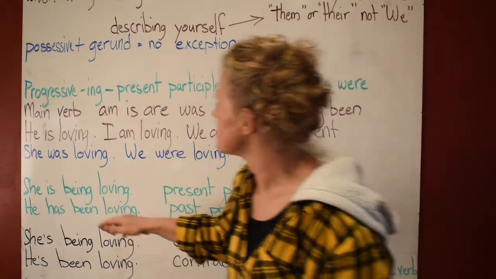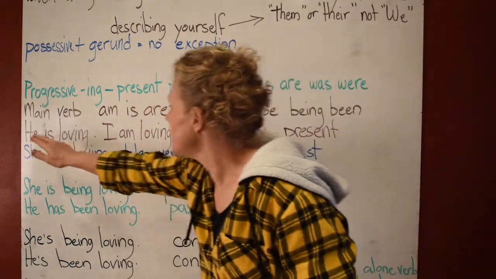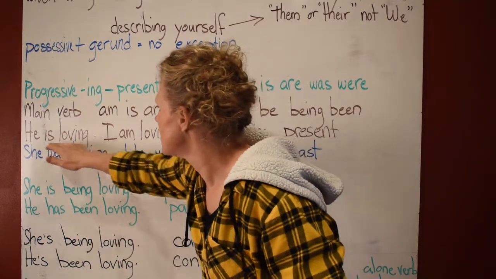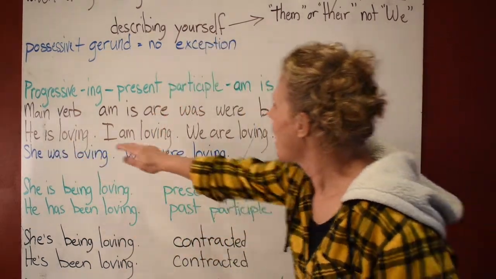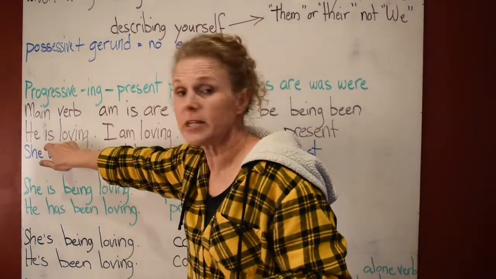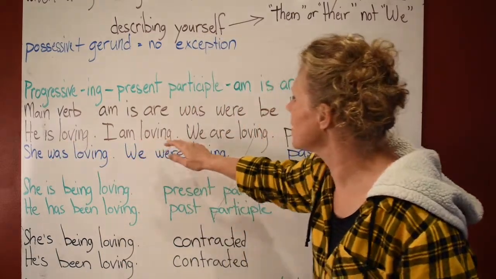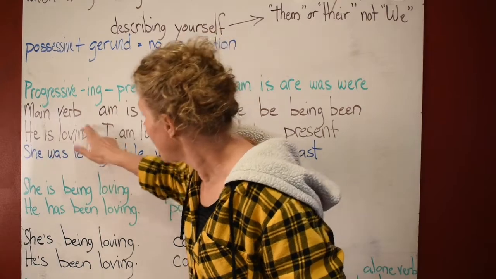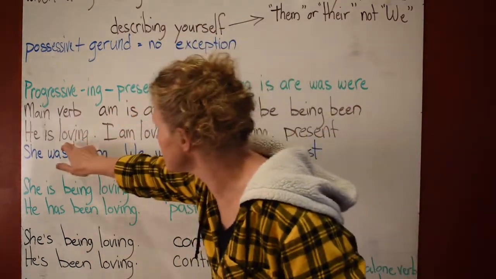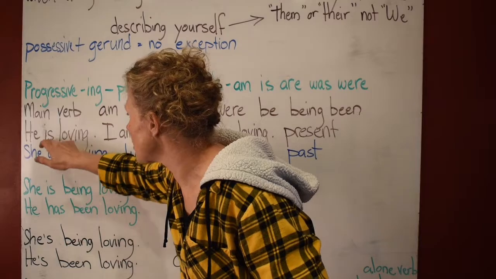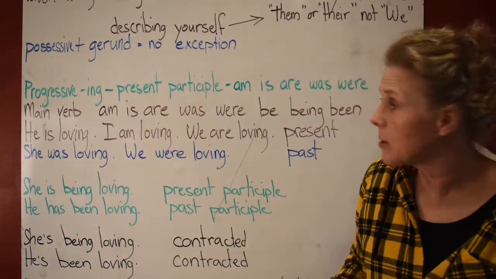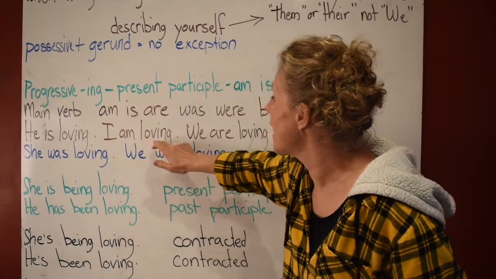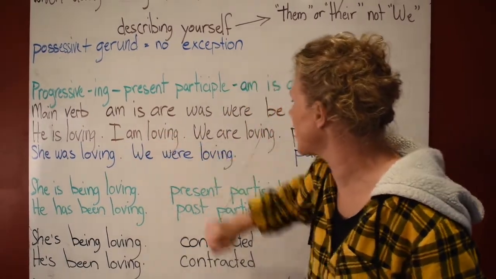Okay, so right here, now look at this. He is loving. Is, third person singular. I am loving. So he is loving. Look at this, third person singular. And this goes with your present participle. This is in the present right here. The is is in the present. I am loving. This is first person present, and this is your present participle right here.